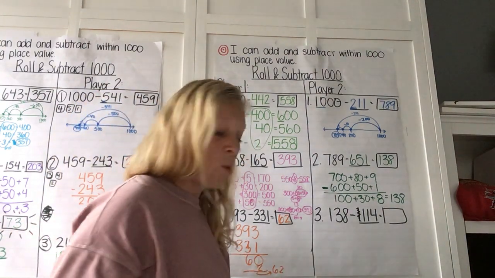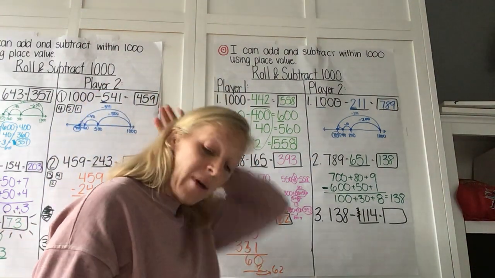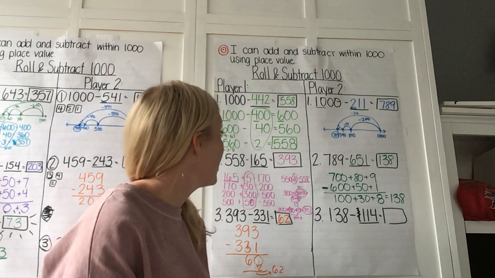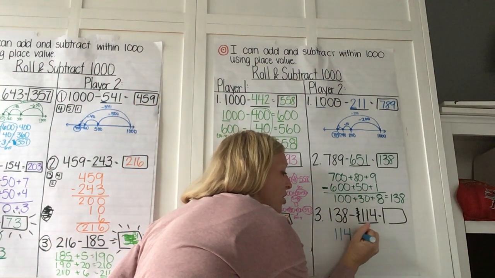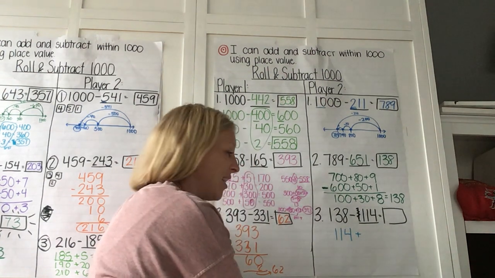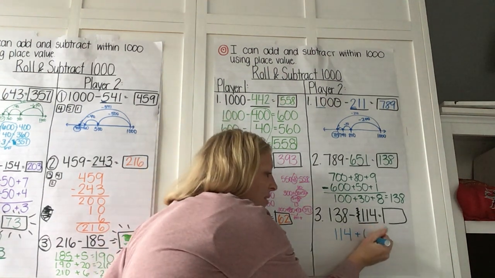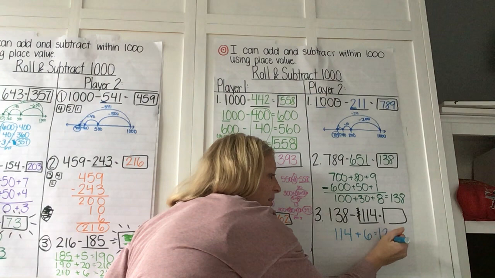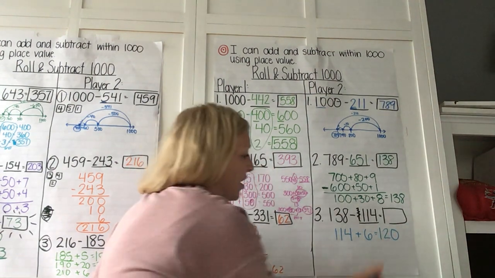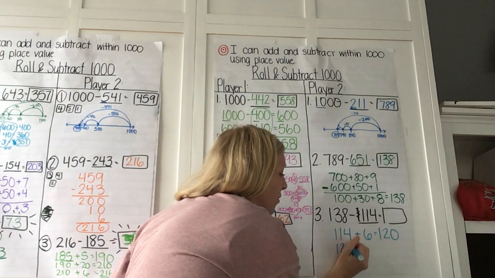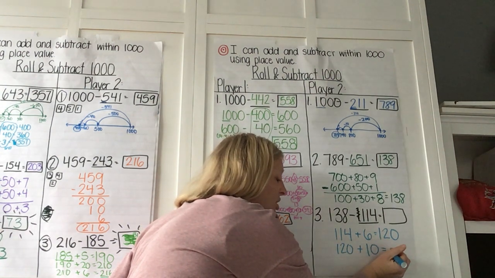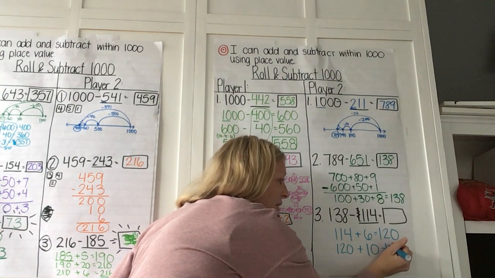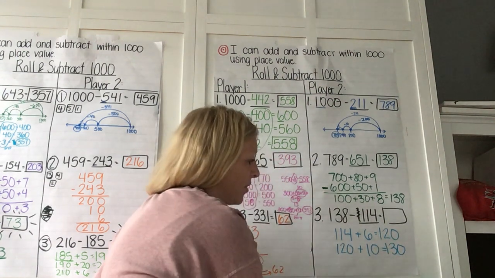Okay. 138 take away 114. All right. 114. What did you do first? You added. Okay. Why did you add 6? Okay, that should be 120. 120 plus what? 10. Okay, and why did you do 10? Got you to 130. All right.